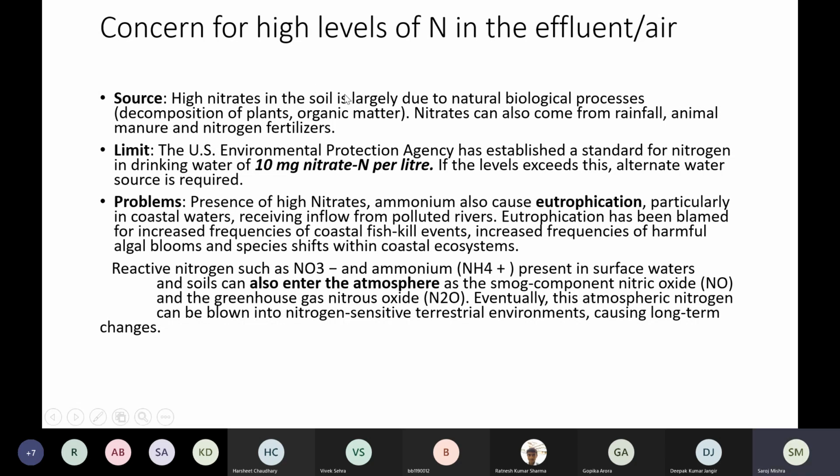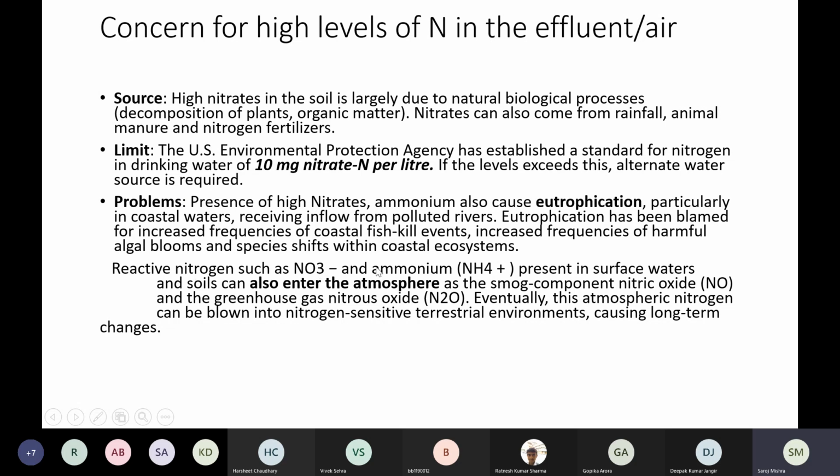Okay, so the high nitrates in the soil are because of natural biological processes, and they can also come from rainfall, from animal manure and nitrogen fertilizers. The US Environmental Protection Agency, EPA, which sets the standard, has established that in drinking water, the level should not be more than 10 milligram of nitrogen per liter. If the level exceeds, then an alternate water source is required. And I have already discussed the problems with the excess of nitrate in the previous slide.